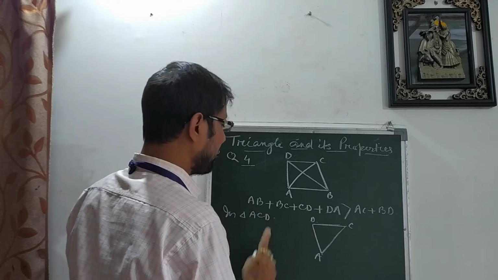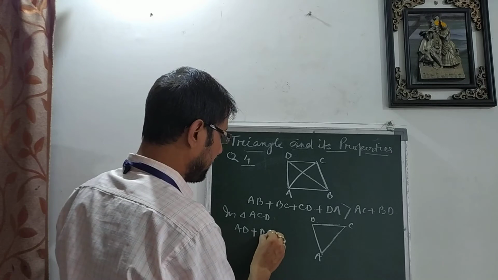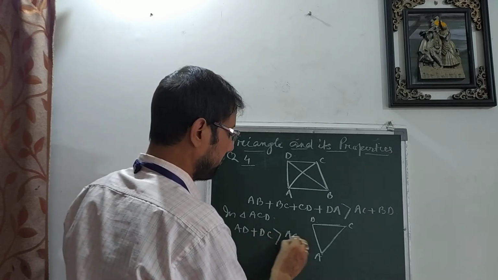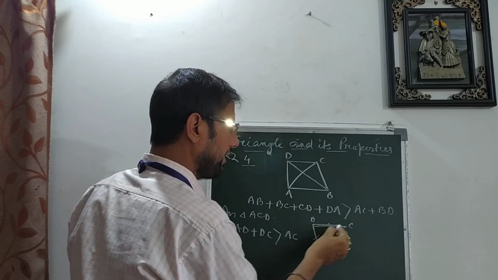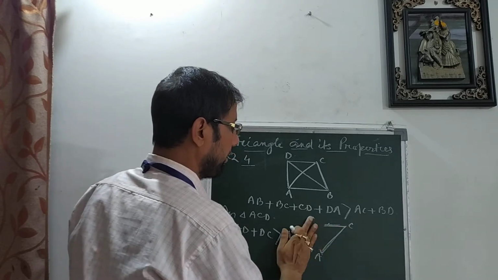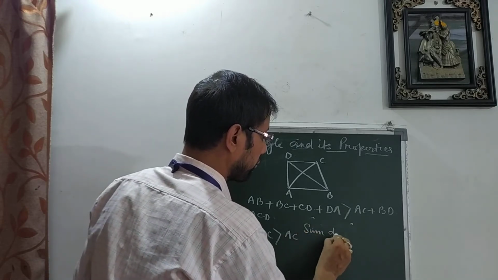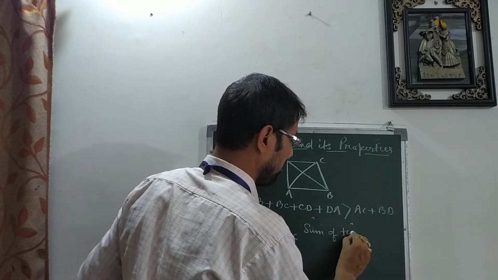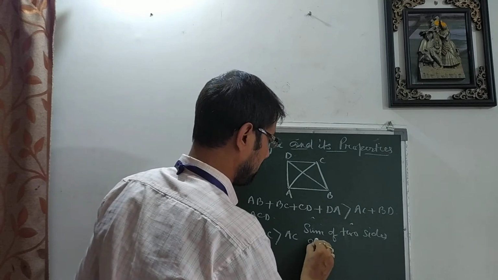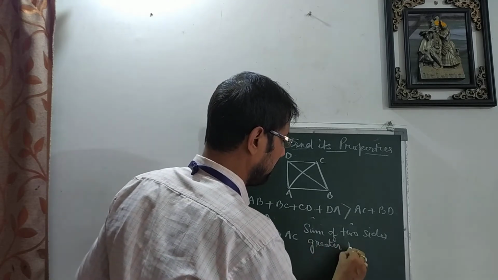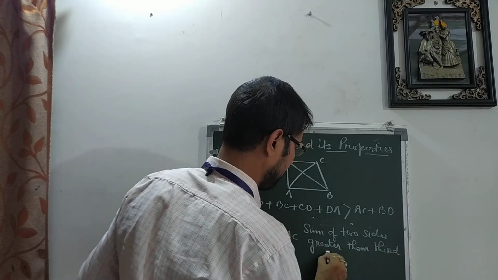So here what can we write? We can write that AD plus DC is greater than AC. Sum of two sides, that means this side plus this side is greater than the third side. So here we will write the property: sum of two sides is greater than the third side.